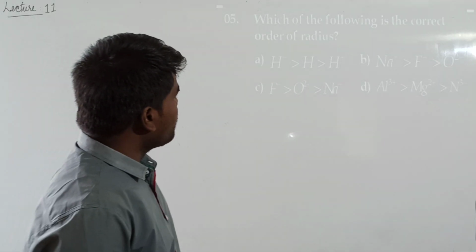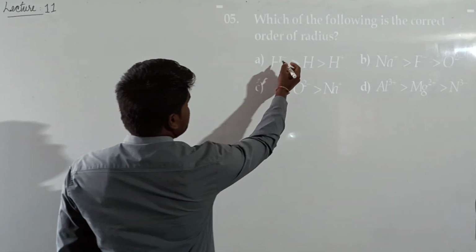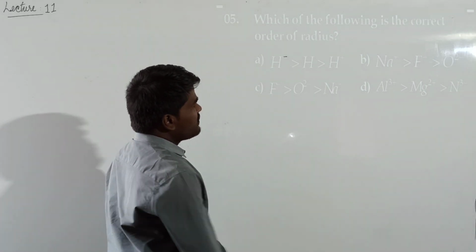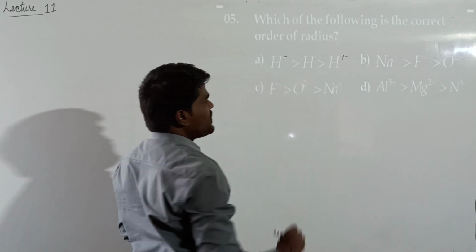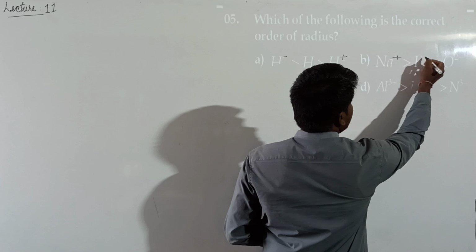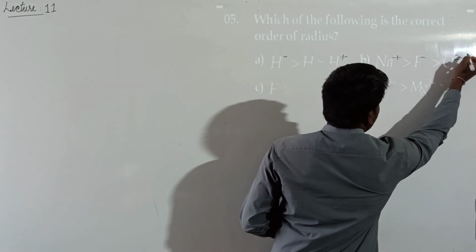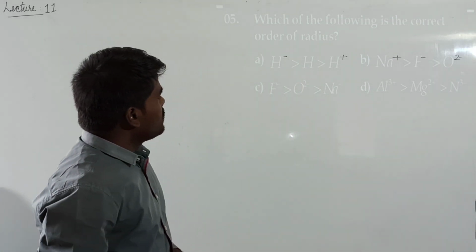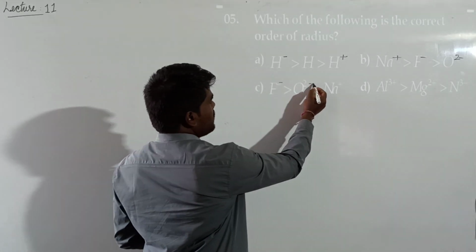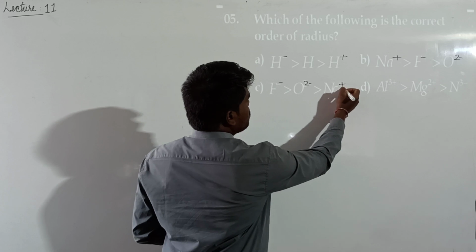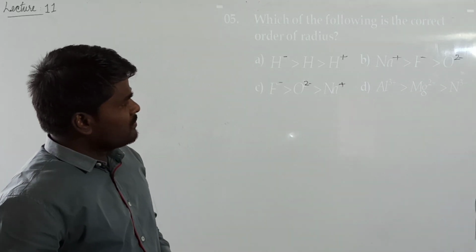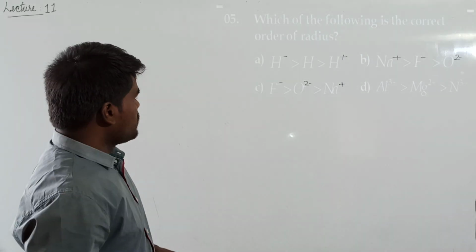In the first option we have H minus, hydrogen atom, and H plus, which is a proton. In the second option we have Na plus, F minus, O 2 minus. In option C we have fluoride, oxide, and sodium ion. In the fourth option we have aluminium, magnesium, and nitride ions.